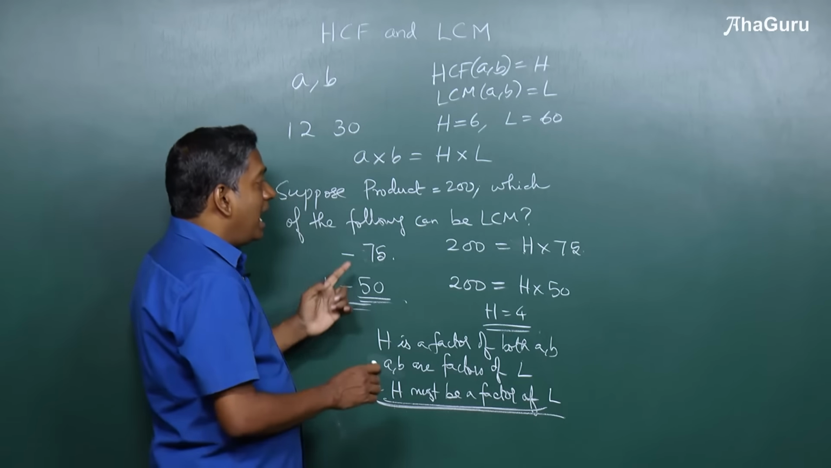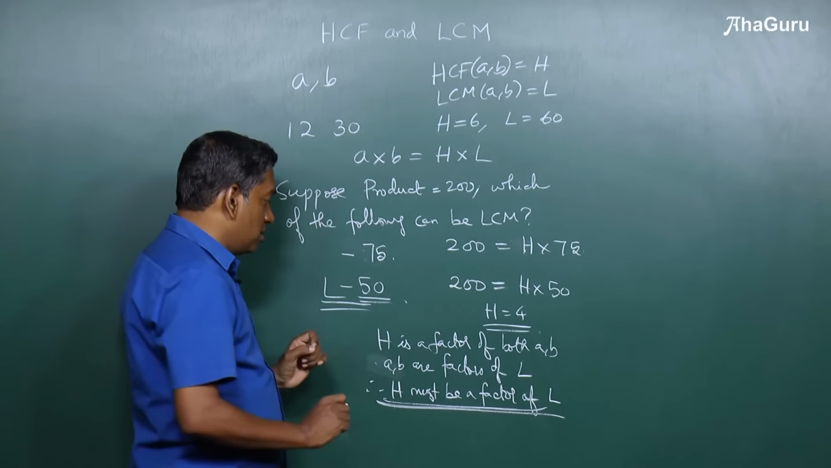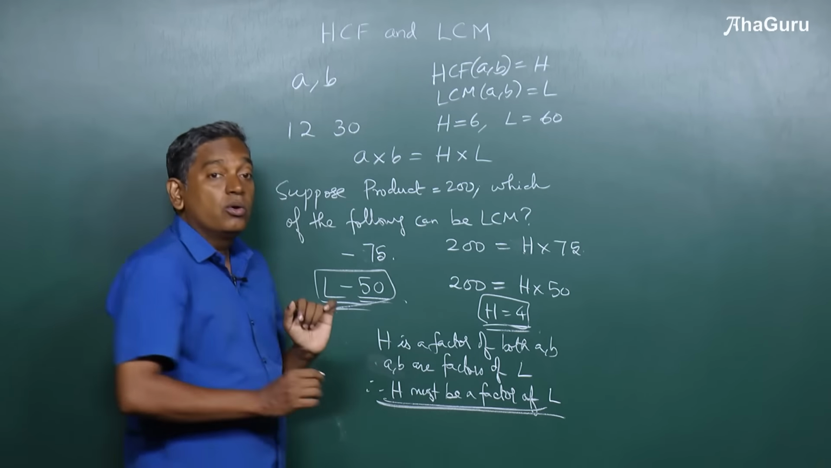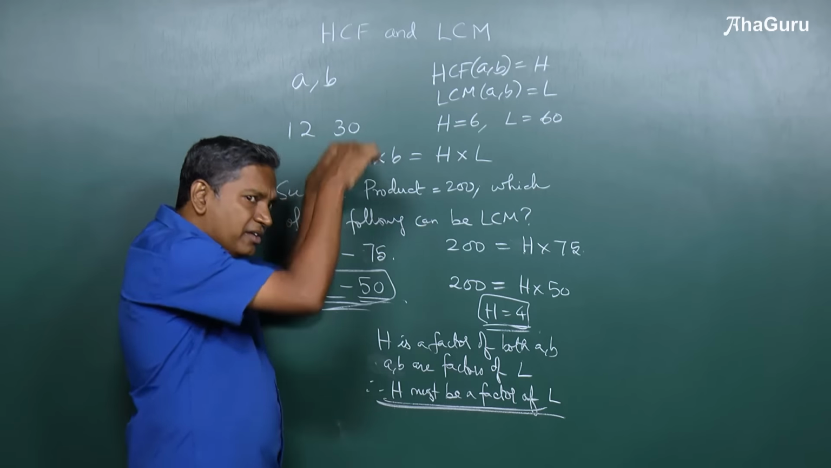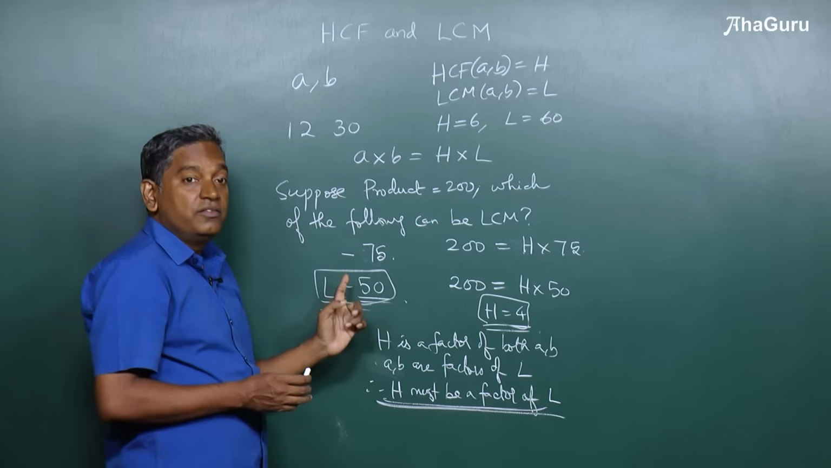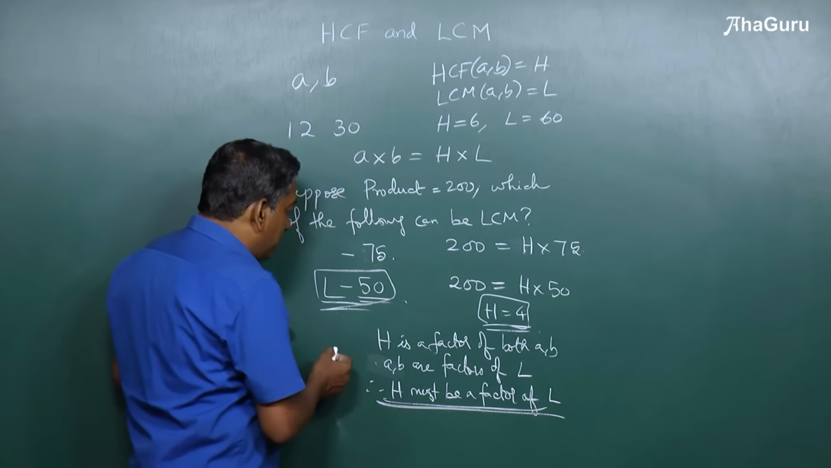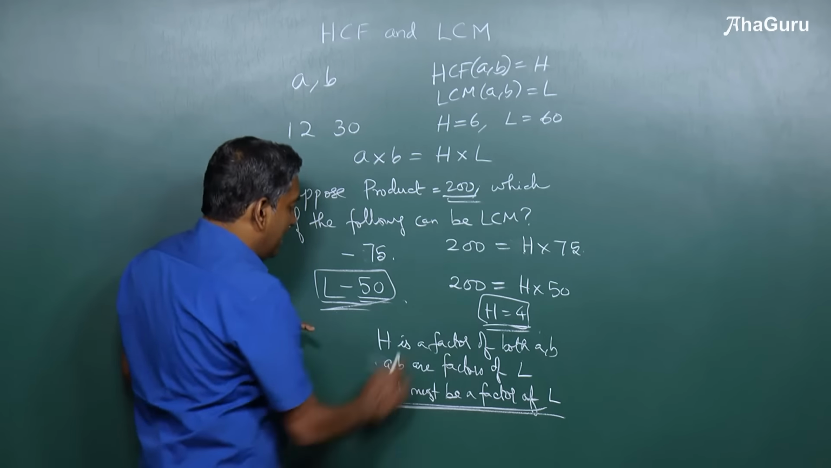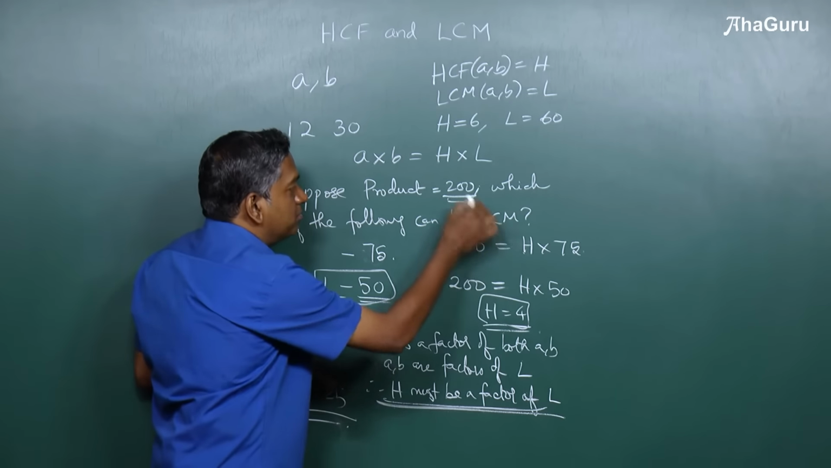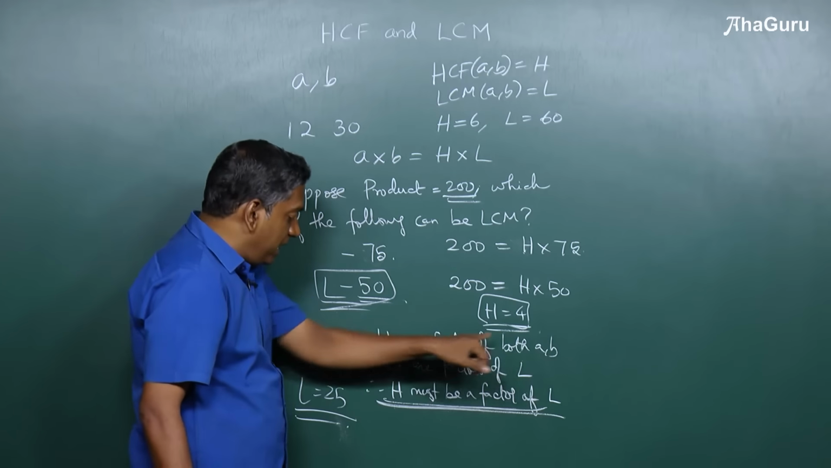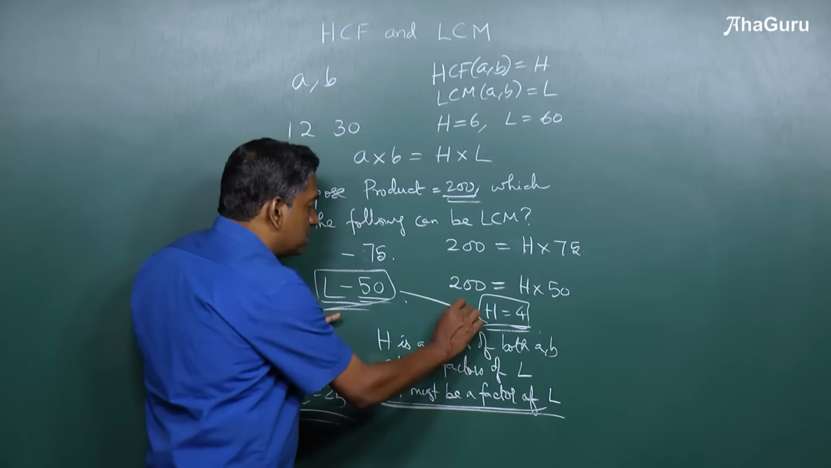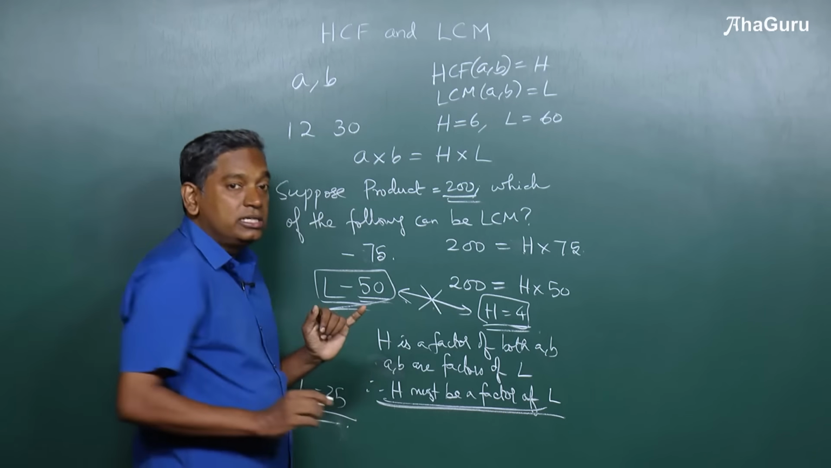And this is a very important idea. This means I cannot have two numbers whose HCF is 4 and LCM is 50. Why? You don't have to try and find. Whatever you do, you won't be able to find because 4 is not a factor of 50. Okay. Similarly, if somebody told you product is 200, can the LCM be 25? Again, when you do 25 into something, you'll get 200. You'll get 8. But 8 is not a factor of 25. So you cannot have this. So this combination is not possible.